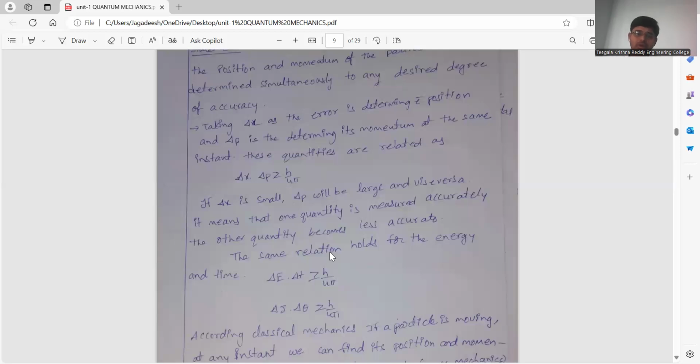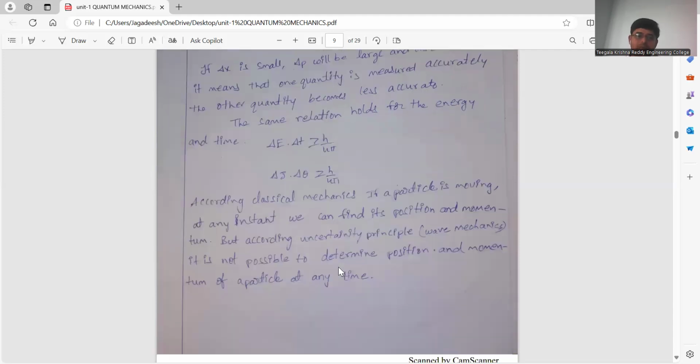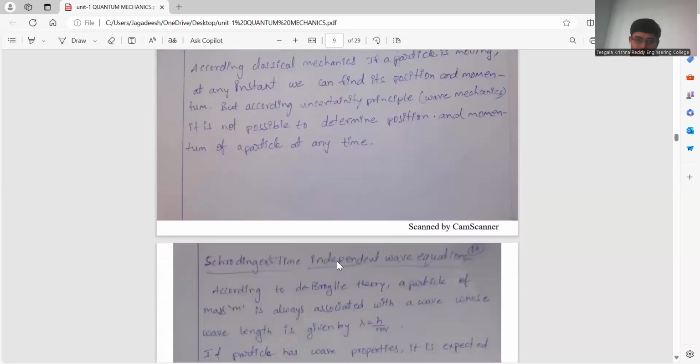The product of energy and time is greater than or equal to h by 4 pi. Same for angular momentum and angle: the product of the angular momentum and the angle theta is also greater than or equal to h by 4 pi. This is the simple definition of the Heisenberg uncertainty principle.